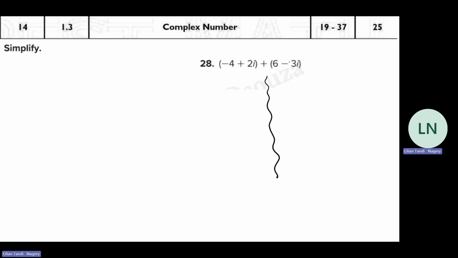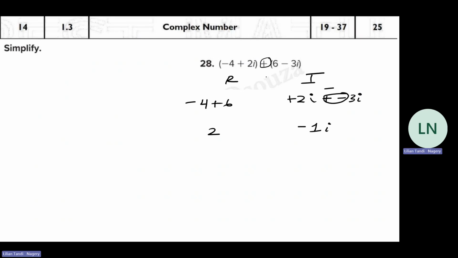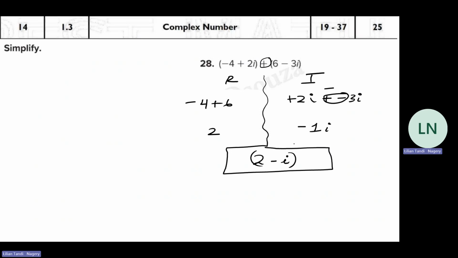We are adding. How do I know? I saw add. Real, imaginary. Negative 4 plus 6 is 2. Positive 2i plus negative 3i. This becomes negative. 2 minus 3 is negative 1i. Then write your answer. 2 minus i. Okay?